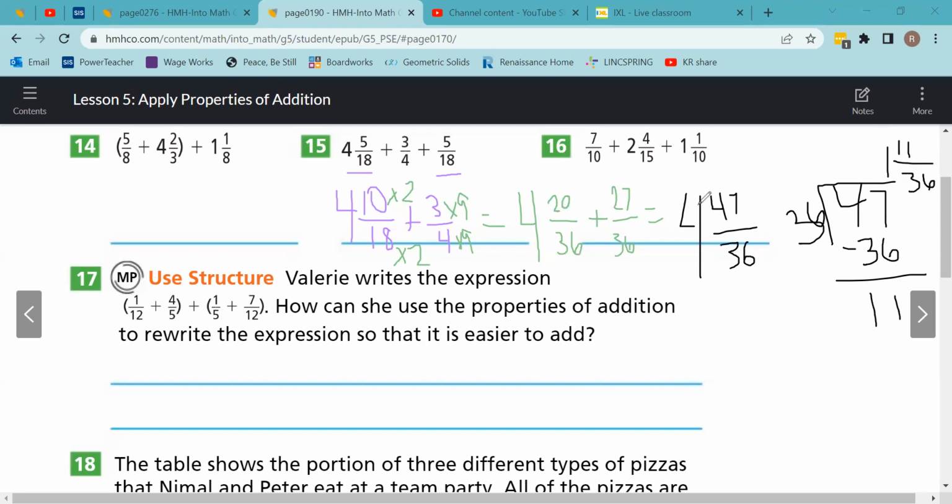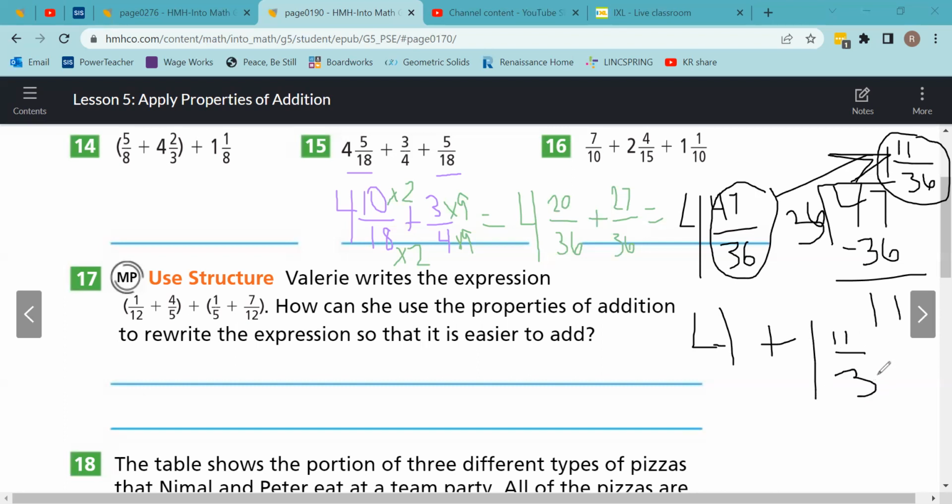So I'm not adding that onto this. This actually equals this improper fraction. Those are the same thing, okay? So now I converted it from improper to mixed number, and I still have the 4 out in front plus the 1 and 11/36. So the answer for number 15 is 5 whole and 11 out of 36. Okay, and that answer goes over here.